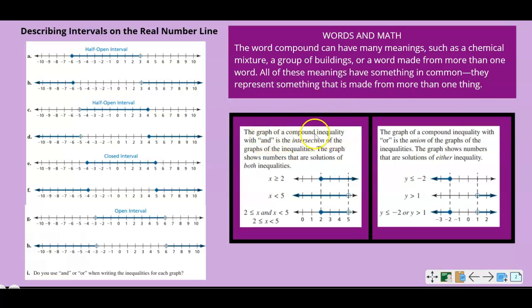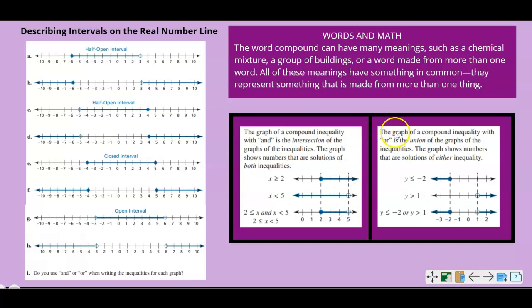All right, so the graph of a compound inequality with and is the intersection of the graphs of the inequalities. Remember, intersection means they overlap. The graph shows numbers that are solutions of both inequalities. All right, so x greater than or equal to 2 and x less than 5 can be written as 2 less than or equal to x is less than 5. So you can take these two individual inequalities, add the word and, make it a compound inequality, and this bottom graph here shows that these are all greater than or equal to 2 and less than 5.